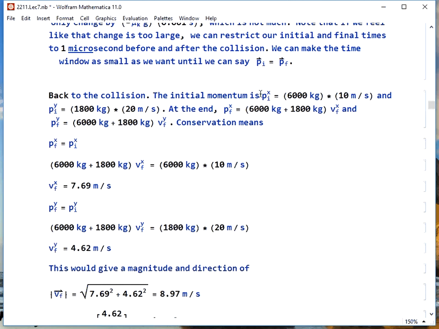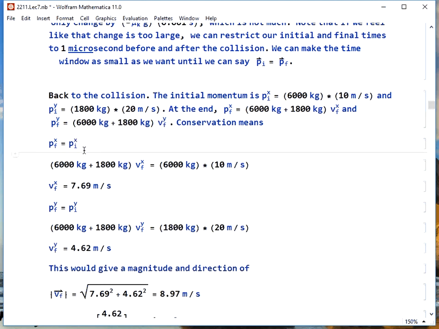So now we go back to the collision. We have our initial x momentum from the truck, 6,000 times 10 meters per second. Initial y momentum from the car, 1,800 kilograms times 20 meters per second. At the end, we have one combined lump, 7,800 kilograms, moving with some velocity in the x direction, and the same lump moving with some velocity in the y direction.